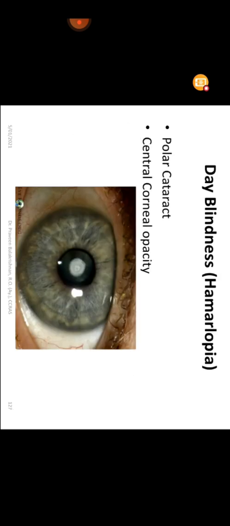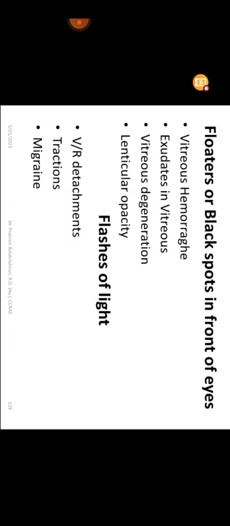And day blindness, that is in daytime difficulty in seeing, it can be in a polar cataract. So you see, this is a polar cataract, or it can be central corneal opacity. In the center of the cornea, there is an opacity. Floaters or black spots that appear in the eye can be either due to vitreous hemorrhage, exudates, vitreous degeneration, or lenticular opacity. And in the flashes of light, this is very important.